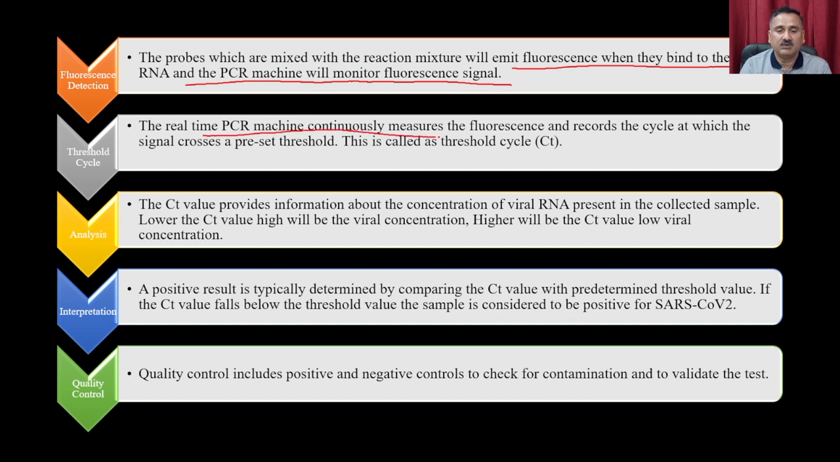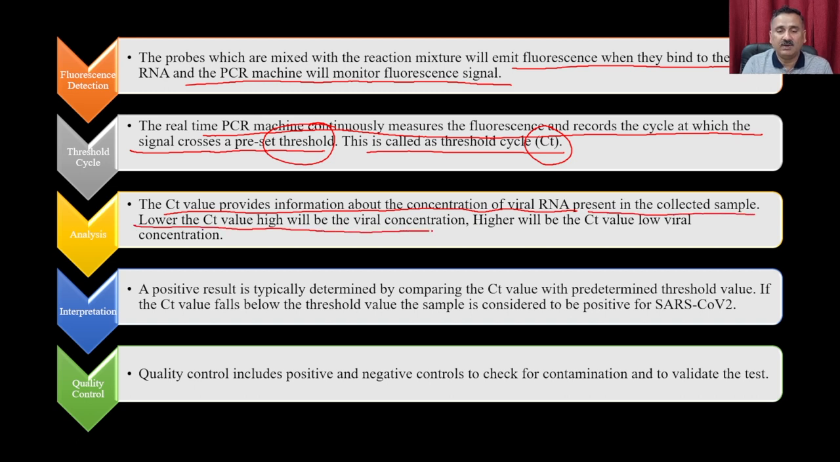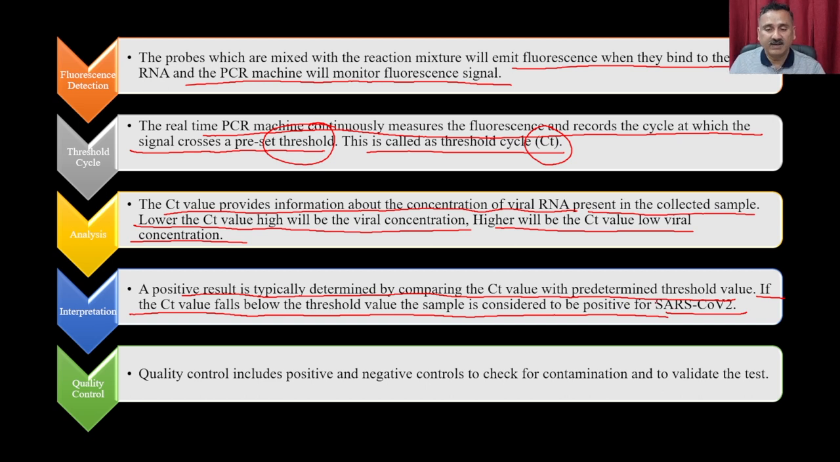The real-time PCR machine continuously measures the fluorescence and records the cycle at which the signal crosses the preset threshold, and this is called the threshold cycle or the CT value. The CT value provides information about the concentration of the viral RNA present in the collected sample. The lower the CT value, the higher the viral concentration; the higher the CT value, the lower the viral concentration. A positive result is typically determined by comparing the CT value with the predetermined threshold value. If the CT value falls below the threshold value, the sample is considered positive for SARS-CoV-2, or positive for COVID-19.